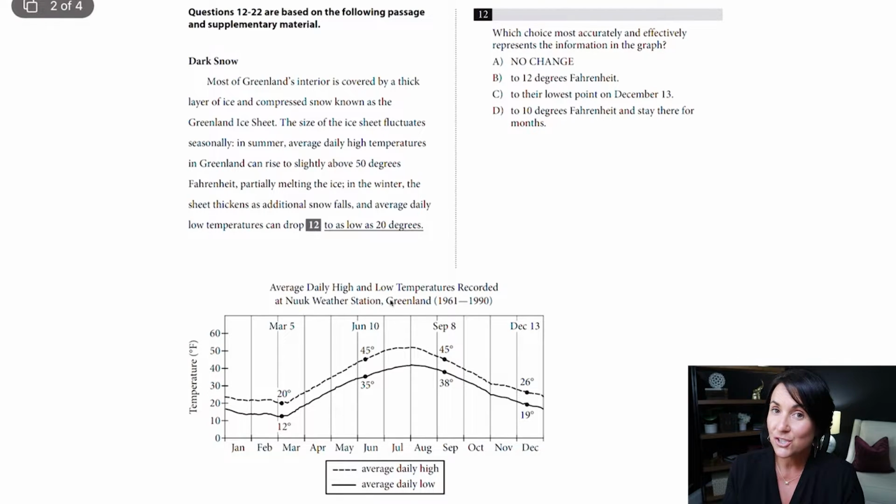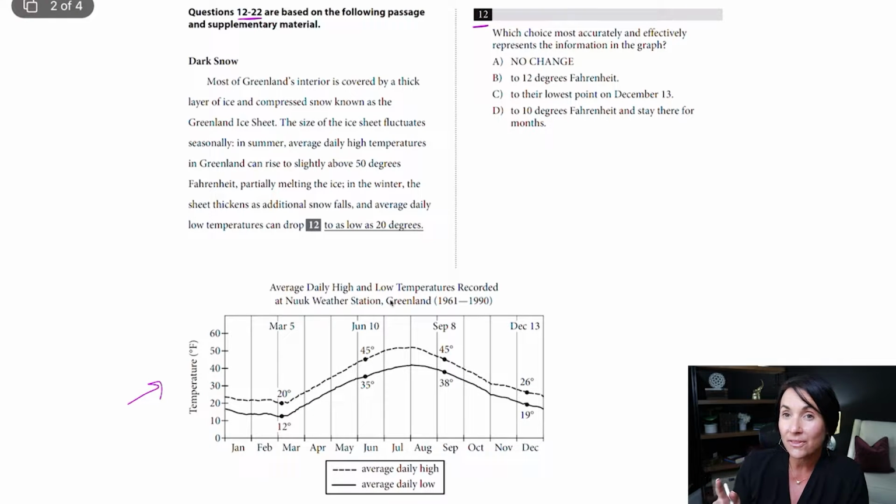All right, so I'm just taking a general passage from the grammar section. So we're going to be working on grammar today. And you can see that numbers 12 through 22 go through this, and we're going to do those. We're actually just going to go to number 20 today. So let's take a look. It's called Dark Snow. We have a graph here, taking a look at things. Let's go straight to the question first. Which choice most accurately and effectively represents information in the graph?